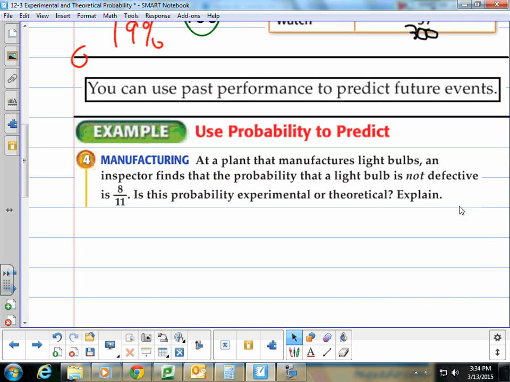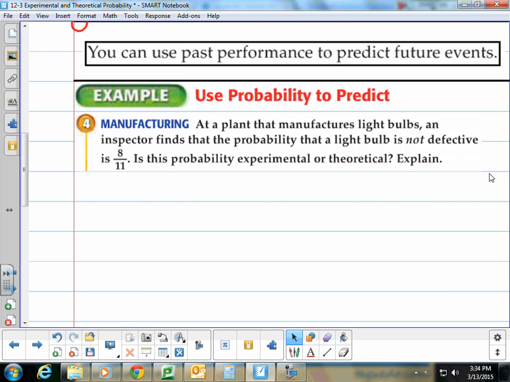So you can use past performance to predict future events. That's what probability also allows us to do. So a plant that's manufacturing light bulbs, an inspector finds that the probability that a light bulb is not defective is 8 out of 11. So 8 out of 11 light bulbs. Is this probability experimental or theoretical?